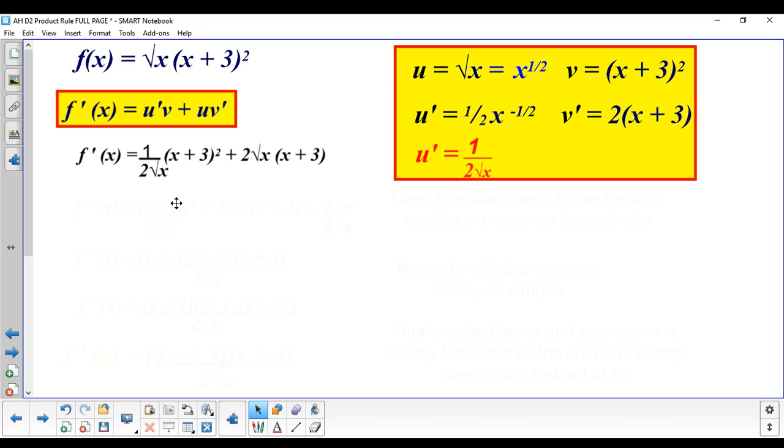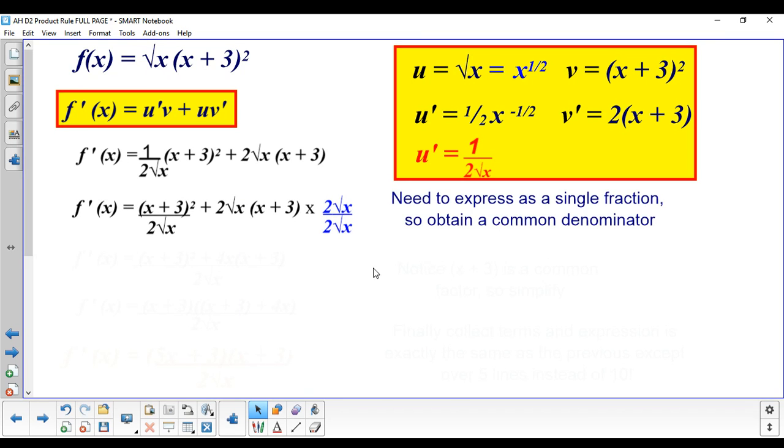So I'm next going to find a common denominator. So I have 2 root x there, so I'm going to have to multiply this top and bottom by 2 root x, okay? So you need to express it as a single fraction. The next thing is then 2 times 2 is 4, and root x times root x is x, so it's actually quite nice. So you get a 4x there. Okay, let's open it.